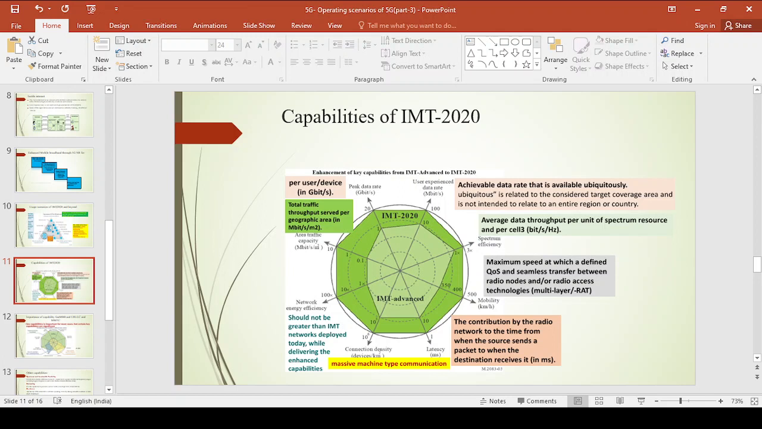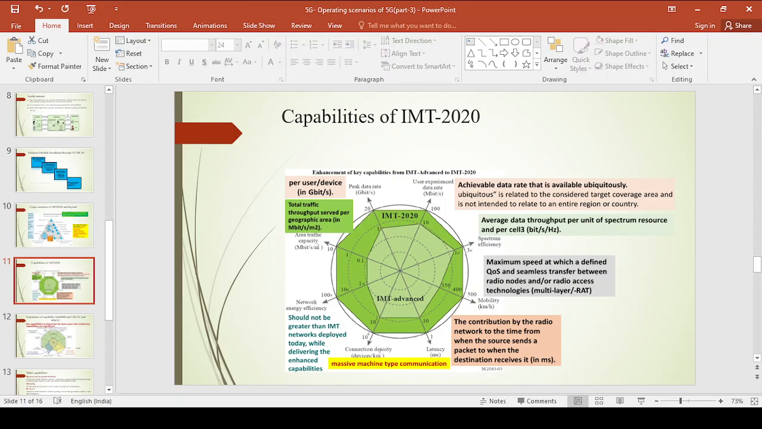The time taken to deliver the packet from source to the destination is nothing but latency. Now this latency is 10 milliseconds for your IMT advanced, and it is decreased for your 5G to 1 millisecond. Now coming to the next capability, we have connection density, nothing but number of connected devices per kilometer square. This connection density is 10 power 5 for your IMT advanced and 10 power 6 for your 5th generation system.